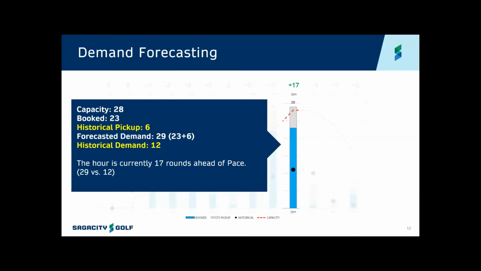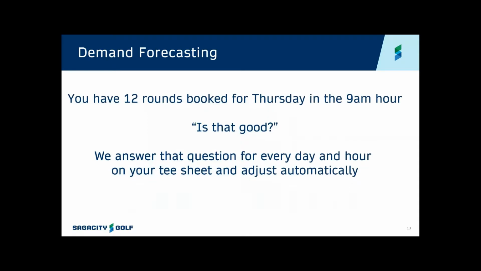It knows also that my historical demand is 12 players. It knows that I am way ahead of pace here. And if you were implementing the automation, this system would know you're ahead of pace very, very early on, and would have been giving you the opportunity to take price increases from a very early stage.